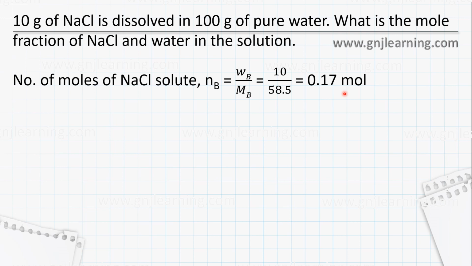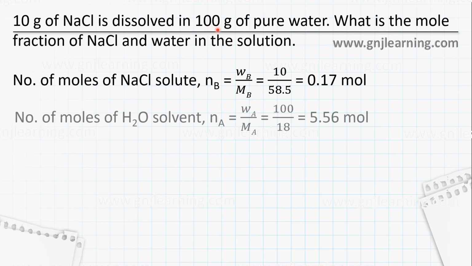Clear? Now, this is the number of moles of sodium chloride. But for finding the mole fraction, you need to find out the number of moles of both sodium chloride and water, isn't it? So I have found out the solute, that is sodium chloride, and excess is water. So 100 grams, number of moles of water is equal to Na is equal to Wa divided by Ma. Number of moles of solvent water is equal to mass of water divided by molar mass of water, which is equal to mass given 100 divided by molar mass 18.